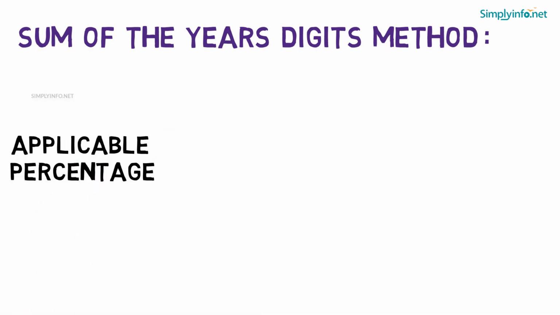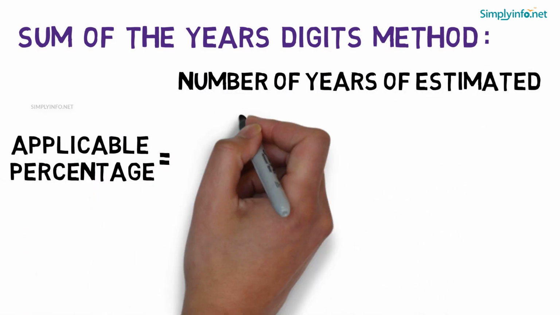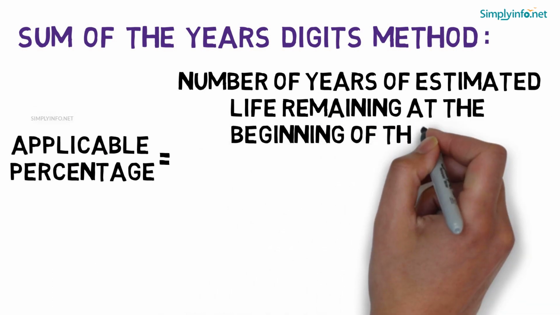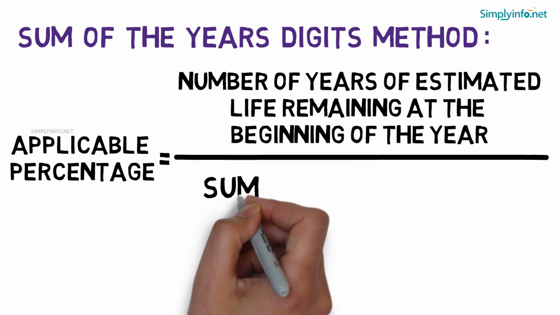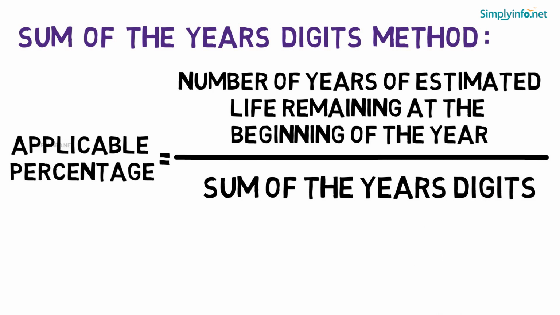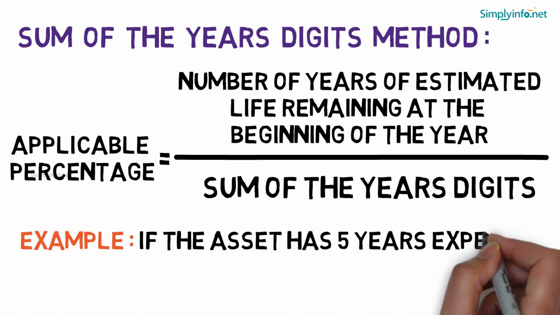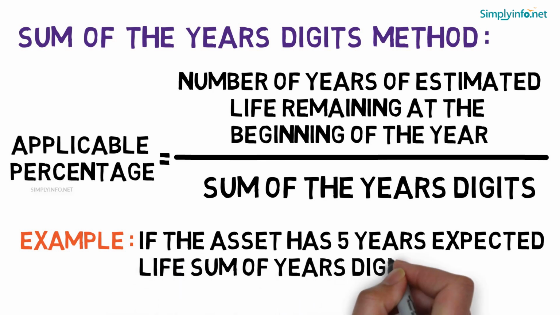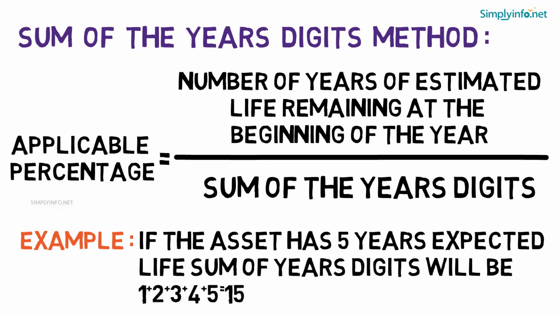Applicable percentage is equal to number of years of estimated life remaining at the beginning of the year divided by sum of the year's digits. For example, if the asset has 5 years expected life, SYD, that is sum of years digits, will be 1 plus 2 plus 3 plus 4 plus 5, which is equal to 15.